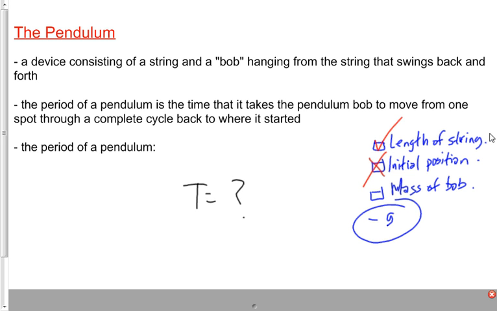So what are we saying? The only thing that matters is the length of the string? Yeah. And the gravitational field strength, right? 9.81 or 9.78, whatever it happens to be. Here's the period of a pendulum.